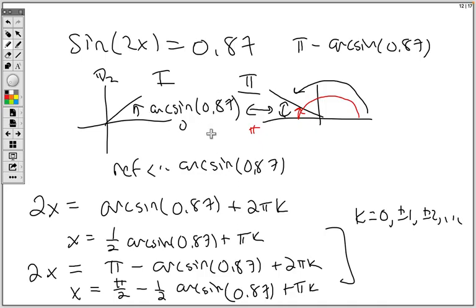So I'd be taking half of this and then adding pi to it. So if I did that, that would land me somewhere in quadrant 3. Okay. So I know that half of this is going to be, since this is between 0 and pi over 2, half of it would be between 0 and pi over 4. So if I add pi to it, that's going to give me something here in quadrant 3. So that's going to be less than 2 pi.